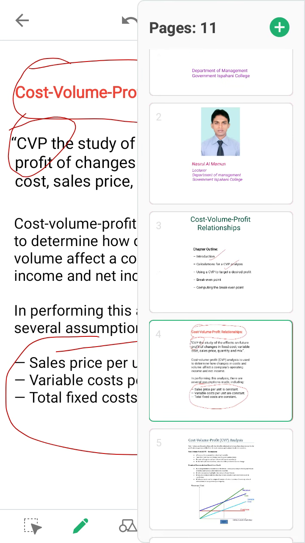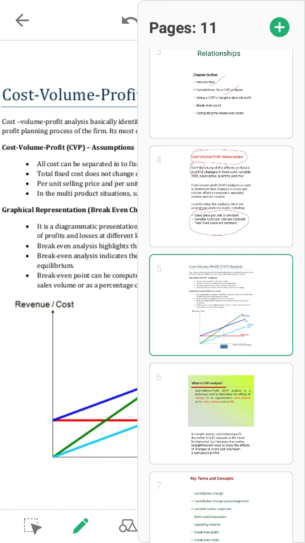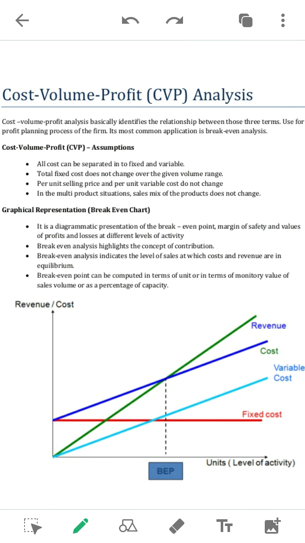Now I am going to another slide. It is a graphical representation of the break-even point, and there are several lines showing cost, variable cost, and revenue. Please look at the chart. Here there is a vertical axis, which shows the revenue or cost. The horizontal axis shows the level of activity or units.